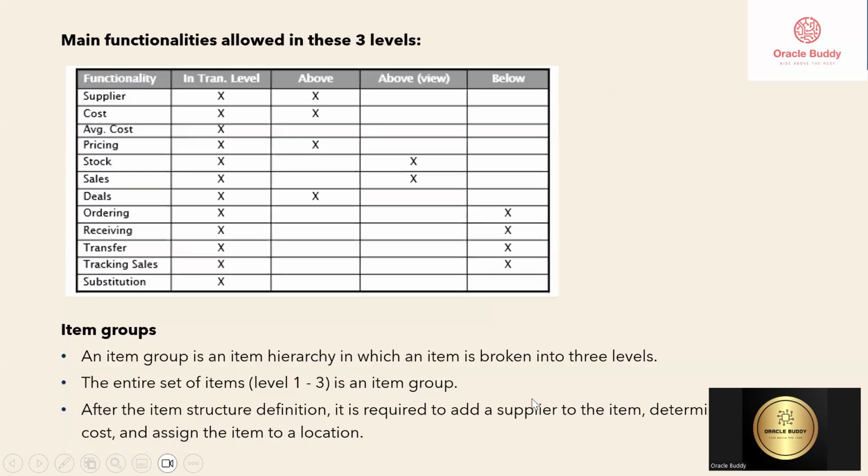So the main functionality allowed in these levels, you can see in this tab table: the supplier cost, average cost, deals, transfers, everything. You can have the detail here. Item group. An item group is an item hierarchy in which an item is broken into three levels. The entire set of items 1 to 3 is an item group. After the item structure definition, it is required to add a supplier to the item, determine item cost, and assign the item to a location.